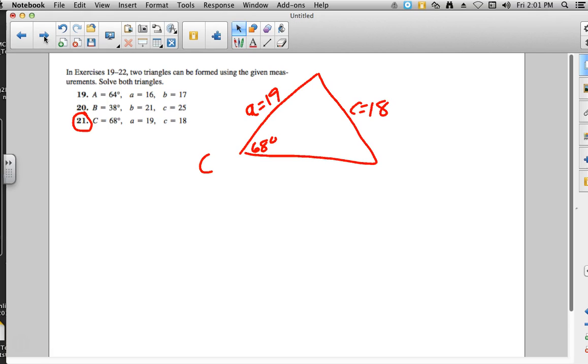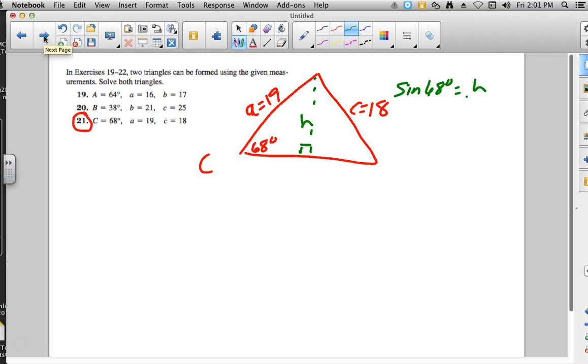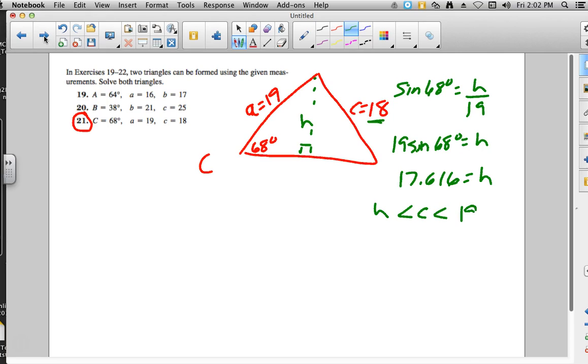So first step would be making sure that we're going to have two triangles by dropping down that perpendicular, finding that height. The sine of 68 degrees equals h over 19. So 19 times the sine of 68 degrees equals h. And we will get a height in this one of 17.616. And 18 is bigger than the height, 17.616, and it is less than 19, so we absolutely will get two triangles out of that.